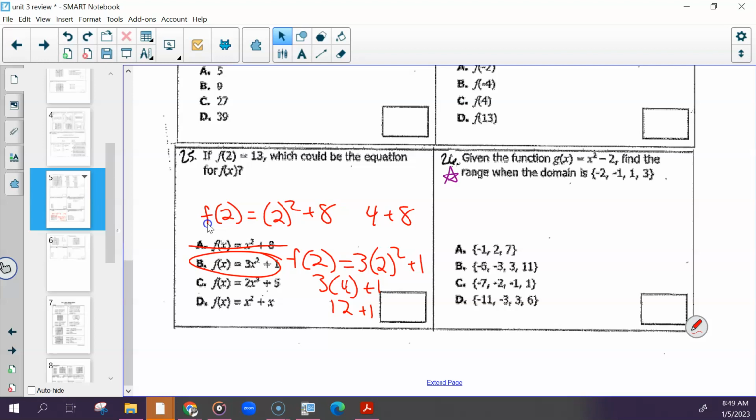So if they give you both and they're asking for the equation, just put them in and see which one works. For 26, when you have multiple, you're going to need to set up each one. Do you have a question about 25?